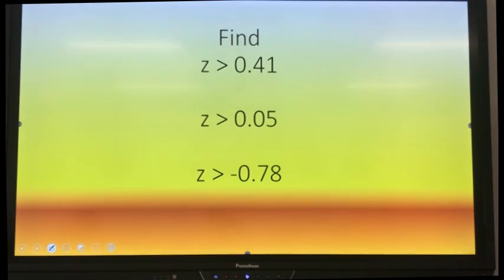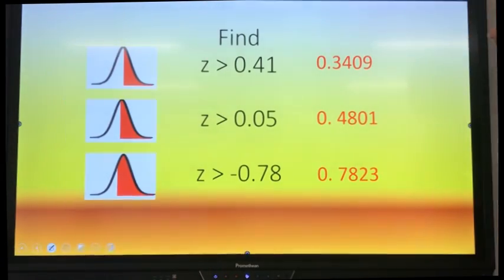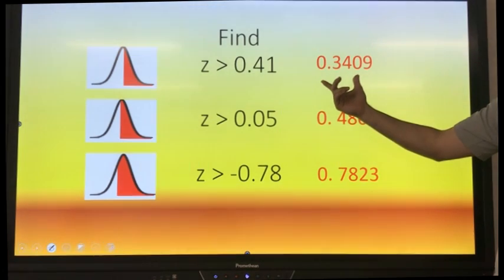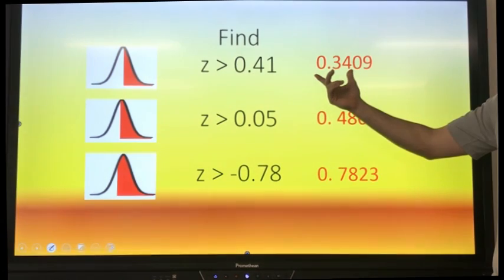So go ahead and let's find these. These are all values greater than the z-score. Z is greater than 0.41, Z is greater than 0.05, Z is greater than negative 0.78. All right, let's see how we did. Did you get roughly 34.09% for the first? If not, let's talk about it.